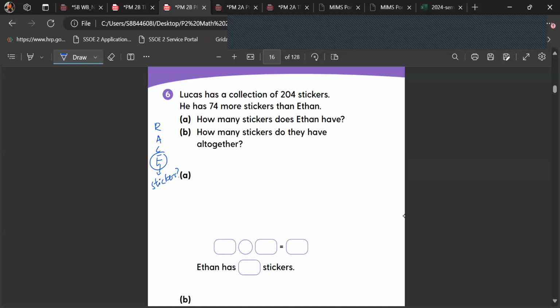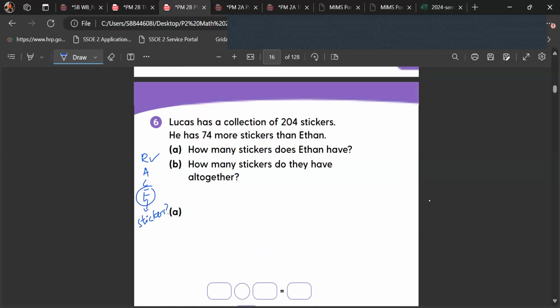Okay, so let's read the story. Lucas has some stickers. He has more than Ethan. Part A. How many stickers does Ethan have? Part B. How many stickers do they have altogether? Okay, I've read it the first time without reading the numbers out. So, looking at this, I can start my annotation.